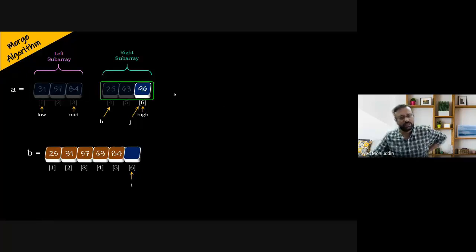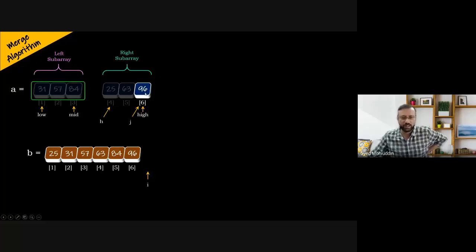Or there may be the case that the j index crosses high, with h at mid. If j crosses high, that means there are no more elements in the right subarray. All the elements of the right subarray are stored in array B. There may be elements left in the left subarray, but in this case, it's the right subarray. So from i we store all the elements from j till the end. Now it's only one element, so we just store that element itself. If there are other elements, then i is moved, j is also moved, and all the other elements will be stored in array B.